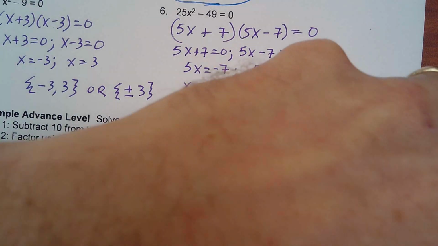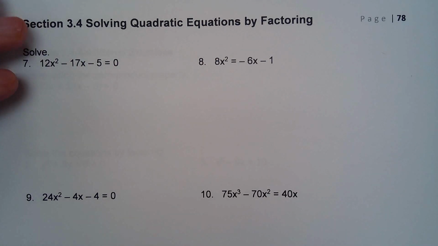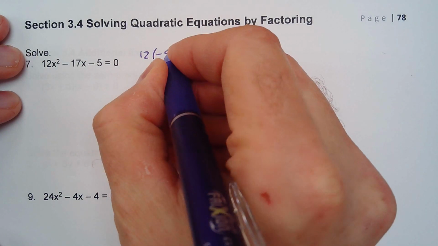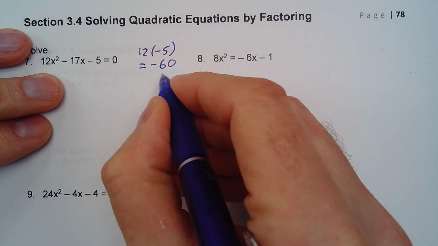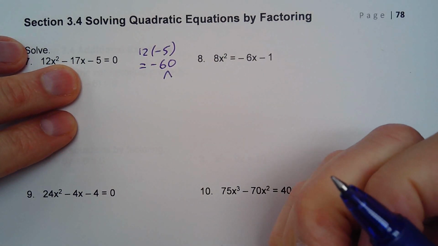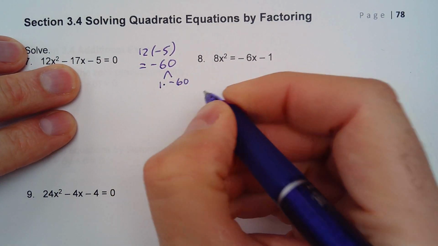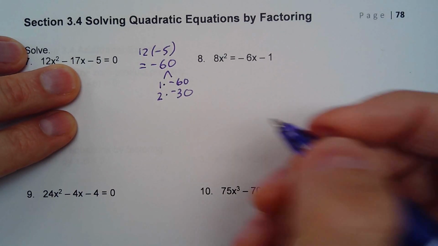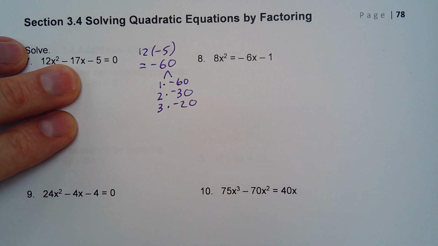So let's go and try some of these. So I'm going to do AC again. I'm going to take 12 times a negative 5, negative 60. Got to find factors of negative 60 that add up to negative 17, so I want the larger number to be negative. So 1 times a negative 60 is negative 59. 2 times a negative 30 is negative 28. 3 times a negative 20, that's a negative 17. That's what we want.